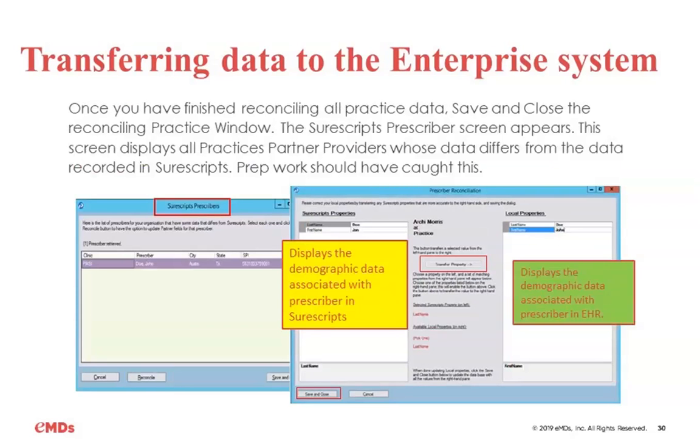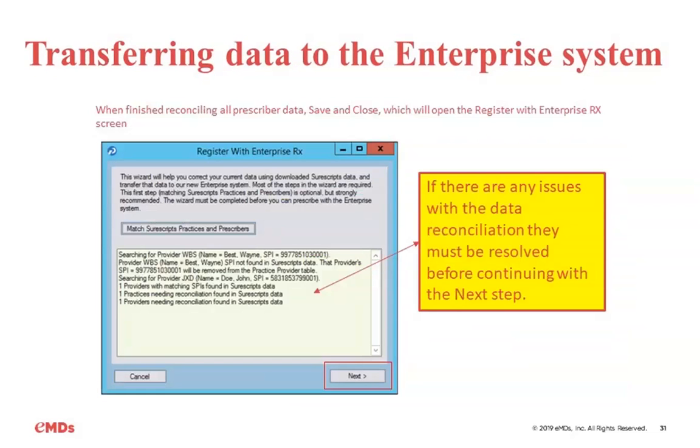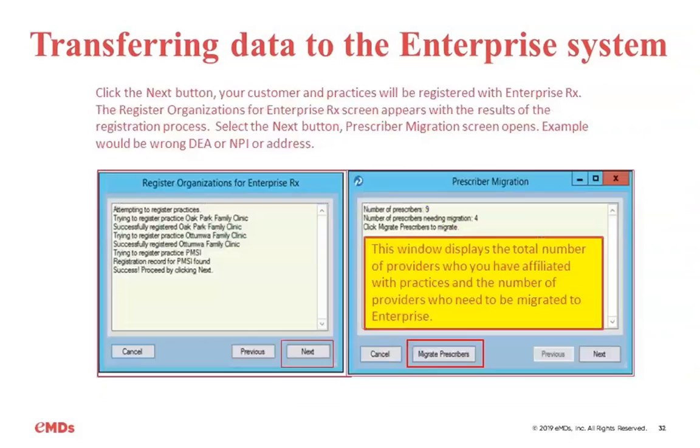And now we're doing the transfer properties. Once that's done, you're going to go to the prescribers who need to migrate next. And then it shows you the statistics.